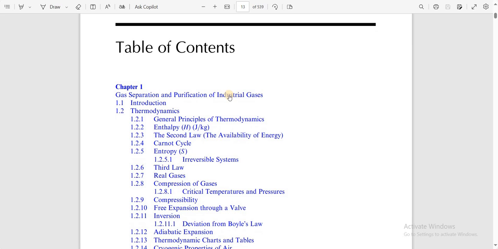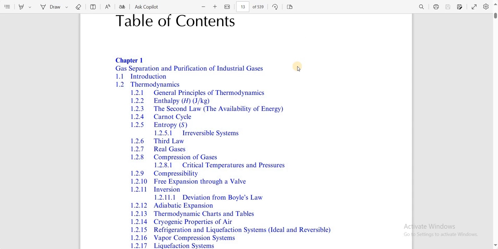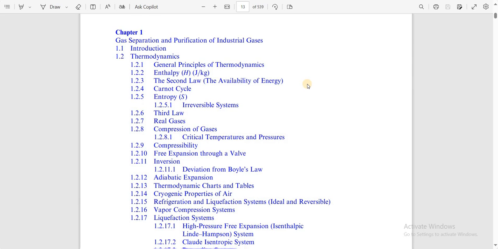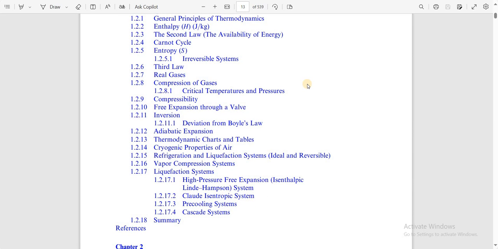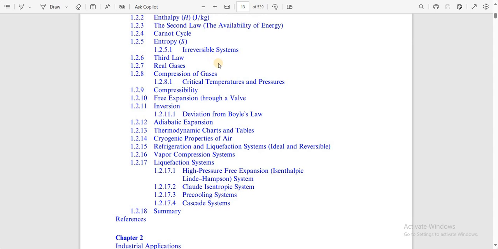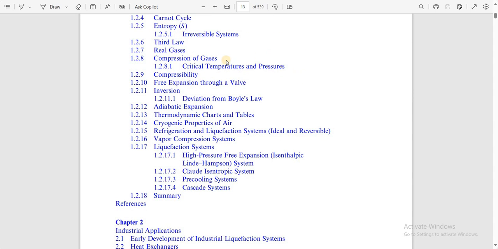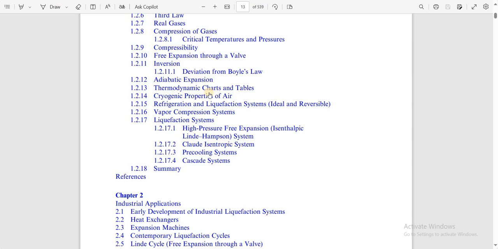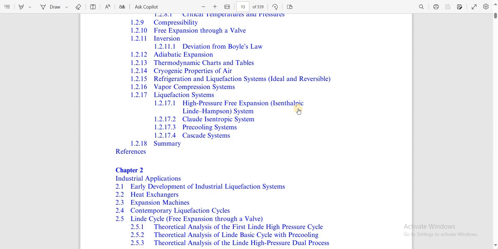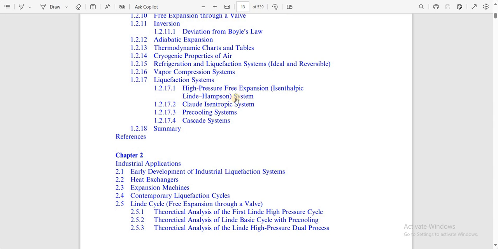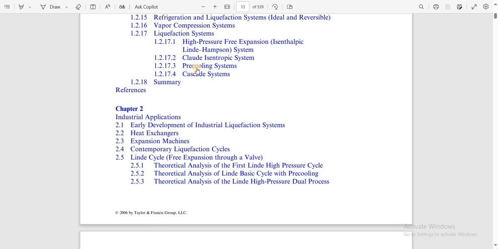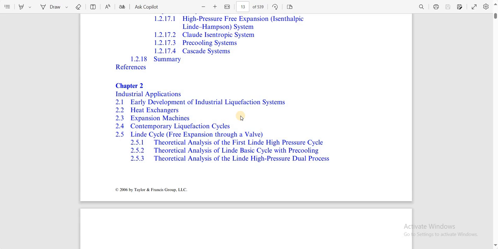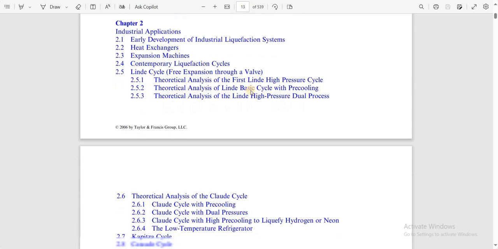The first chapter is gas separation and purification of industrial gases. So we'll learn about basic thermodynamics, enthalpy, the second law, Carnot cycle, entropy, irreversible systems, the third law, real gases, and comparison. We need to learn about real gases, free expansion and the adiabatic process, thermal charts, and cryogenic properties of air. I think we'll be learning this, and refrigeration and liquefaction systems, high pressure free expansion, cascade systems, pre-cooling systems, early development of industrial liquefaction systems, heat exchangers, expansion machines, the Linde cycle.